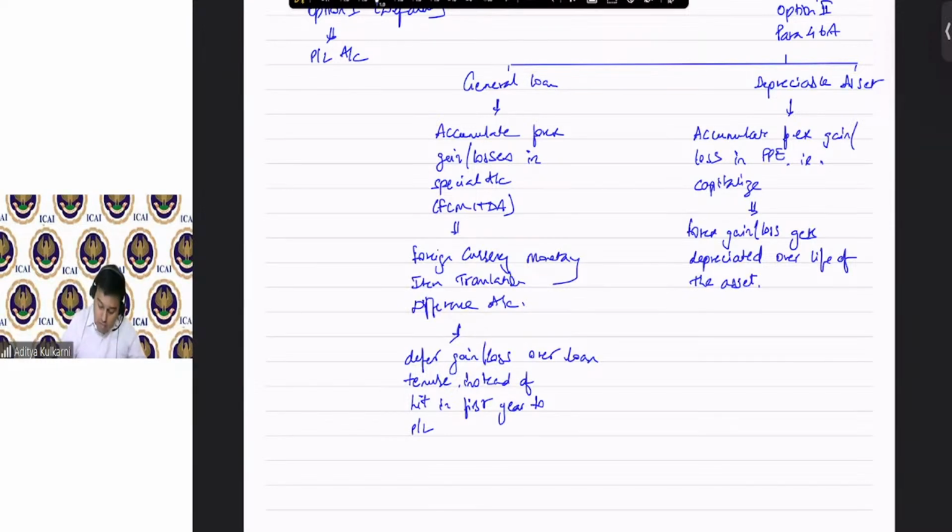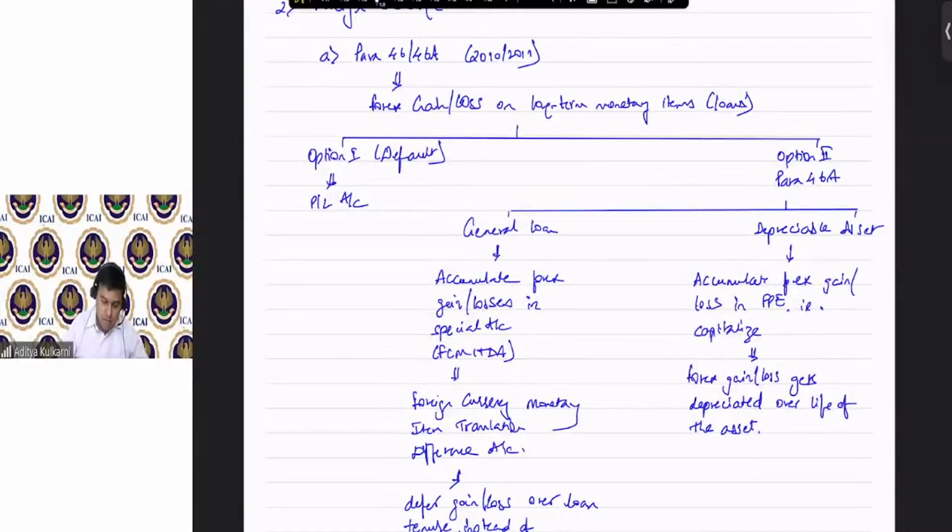All right. Now, this option of accumulating in FCMITDA or asset, okay. Basically, option 2 was an irrevocable choice. Once I decide to accumulate it into my property, plant and equipment or FCMITDA, it was irrevocable. Once I decided, I decided. I cannot go back on those words. Okay. I decide to accumulate, you have to accumulate.